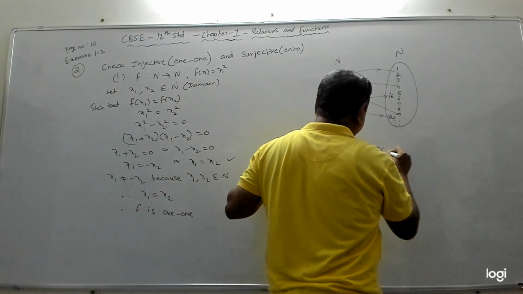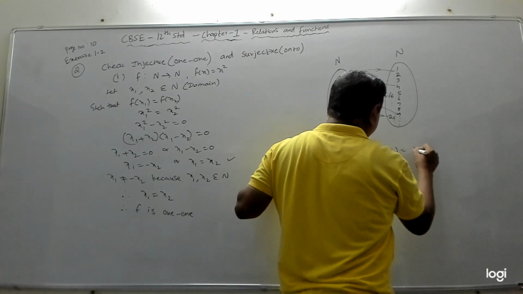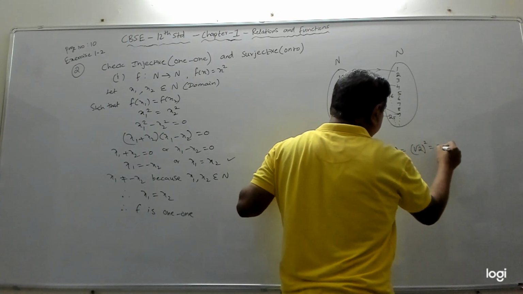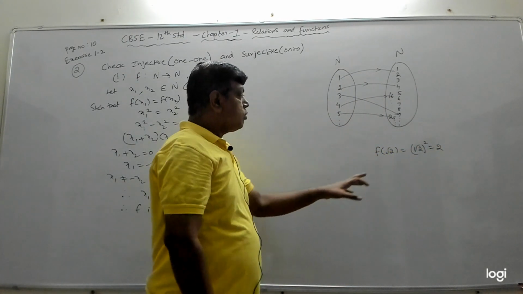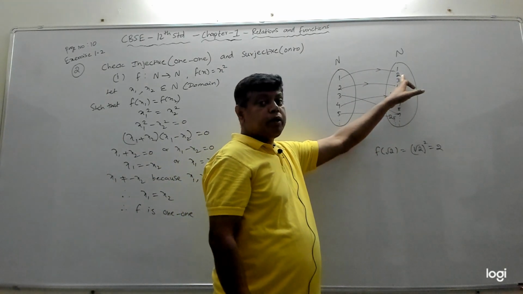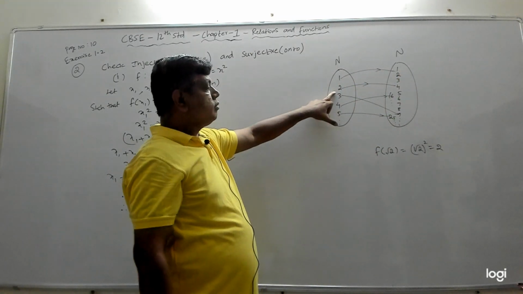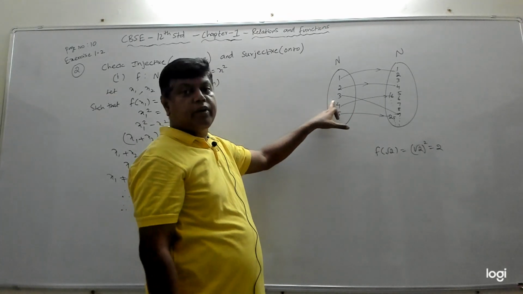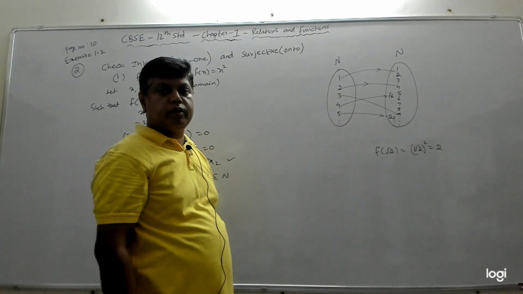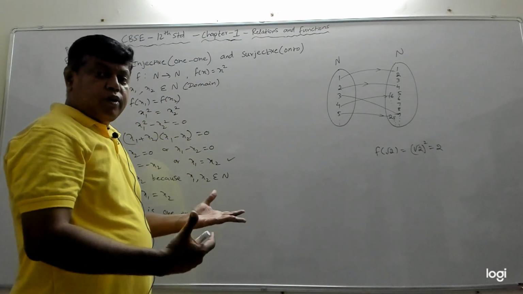If I try to find f of root 2, it will give me root 2 the whole square, which is 2. So 2 will become the image for root 2, but root 2 is not here. This number root 2 is not in this set because it has only the set of all natural numbers. So therefore it is not onto.